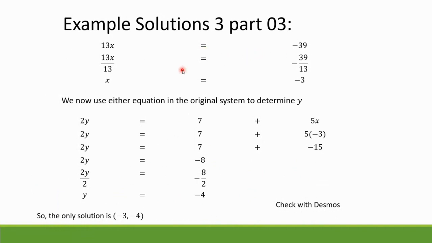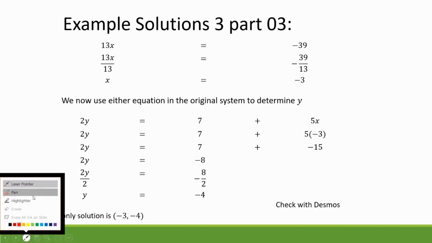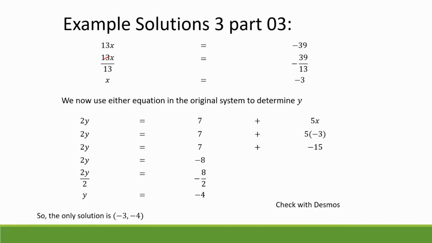And so we want x, right? So what do we do? We divide both sides by 13. Right? So we get x on the left. Here, let me draw it in. We get the 13s here. They cancel. We get x equals negative 3. That's really the hard part. x equals negative 3.